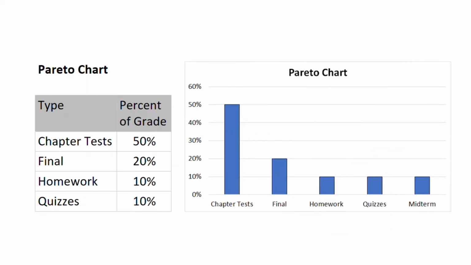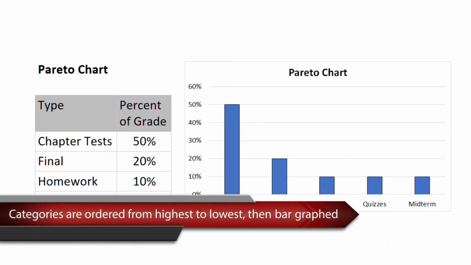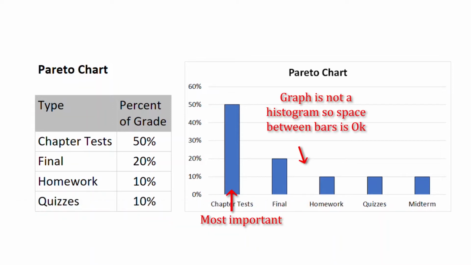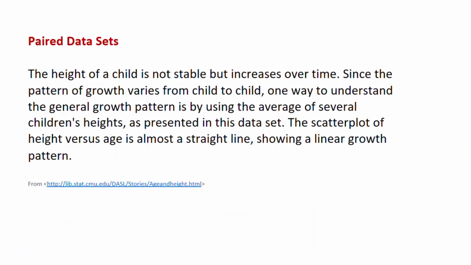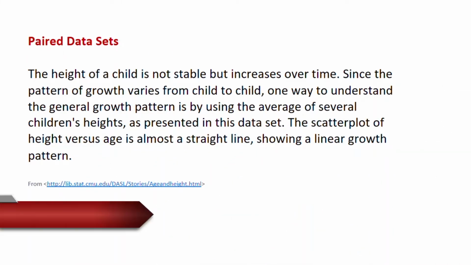There's another way to graph qualitative data, and that's to use what's called a Pareto chart. That's just a bar graph, a vertical bar graph, where the height of each bar represents the frequency, but you must order them from the highest to the lowest. So the first thing you see is the most important, the next thing is the next most, etc. A Pareto chart. Next, we're going to talk about paired data sets.